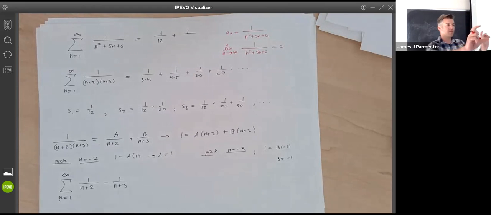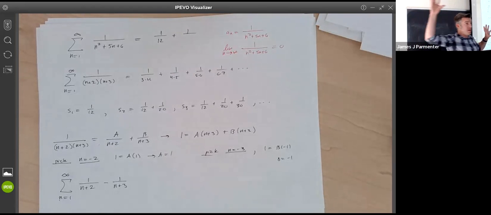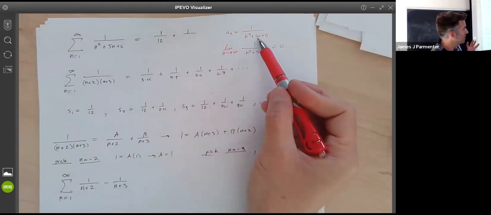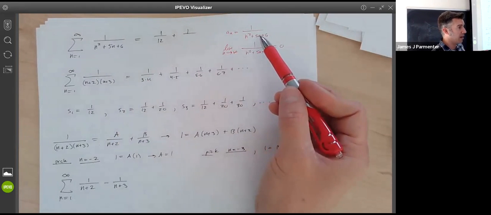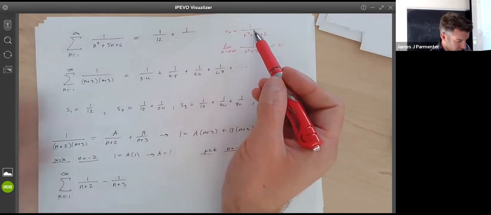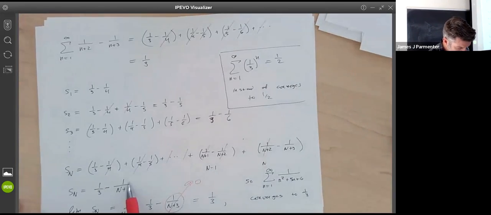And I think some of you might be getting a little caught up by the fact that there are two different sequences going on here. There's the original sequence. In this problem, the original sequence was this. And then there's the sequence we're making up, the sequence of partial sums. So this sequence converged to 0. This sequence of partial sums converged to 1/3.